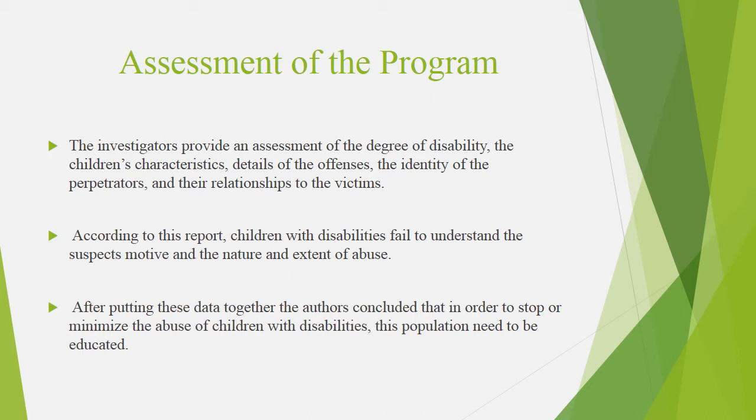After putting these data together, the authors concluded that in order to stop or minimize the abuse of children with disabilities, this population needs to be educated. They also need to be informed about the risk involved and the implications of not reporting the abuse. Since abuse almost always starts within the families, they need to be trained on how to deal with a child who has disabilities and how to detect signs of abuse.